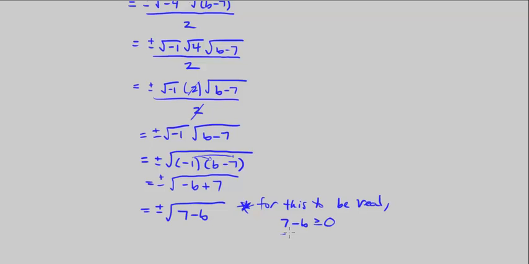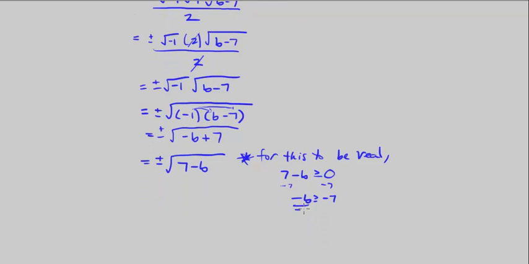Let's subtract 7 from both sides. We get negative b is greater than or equal to negative 7. And if we divide both sides by negative 1, we get b. And since we multiplied or divided by a negative, we have to switch the direction. Is going to be less than or equal to 7. Okay, so for this to be real, b has to be less than or equal to 7.